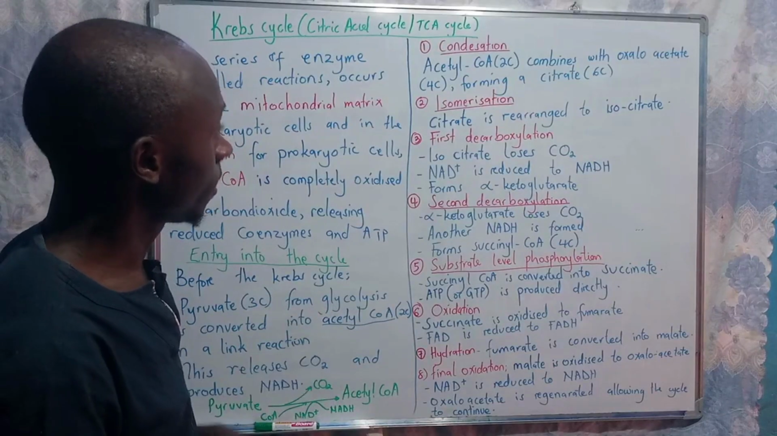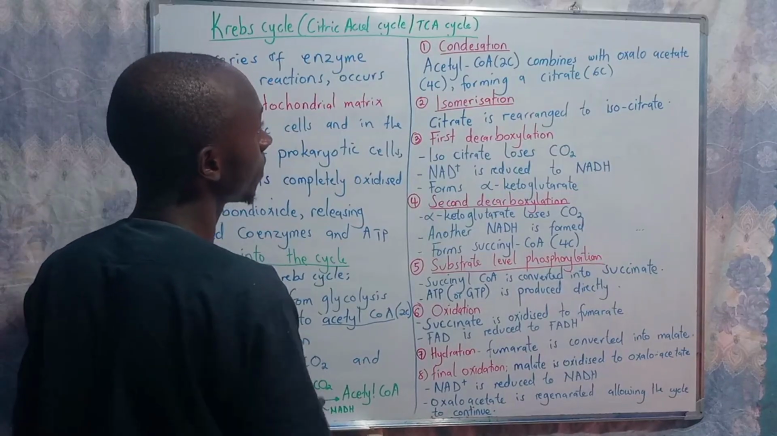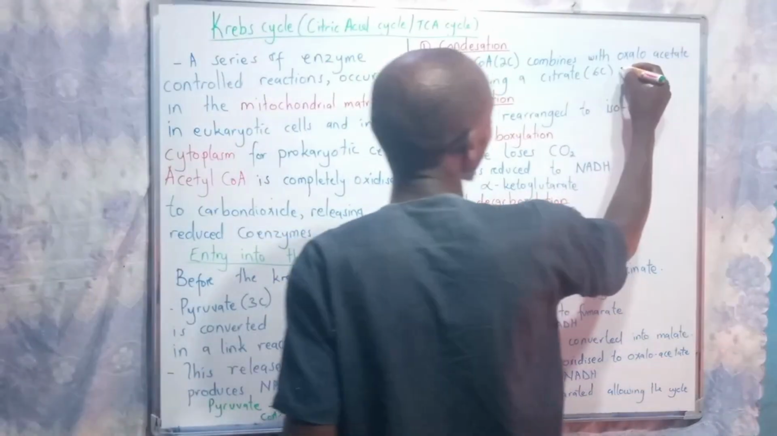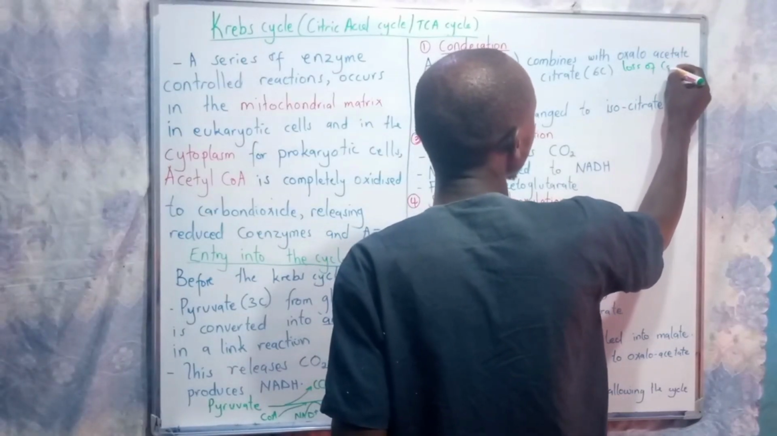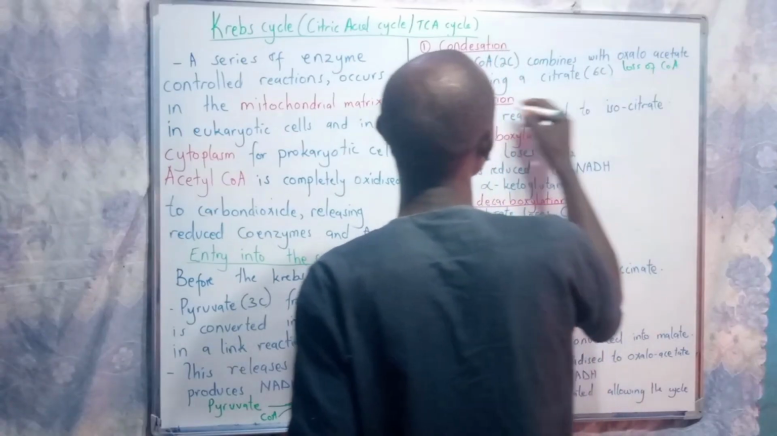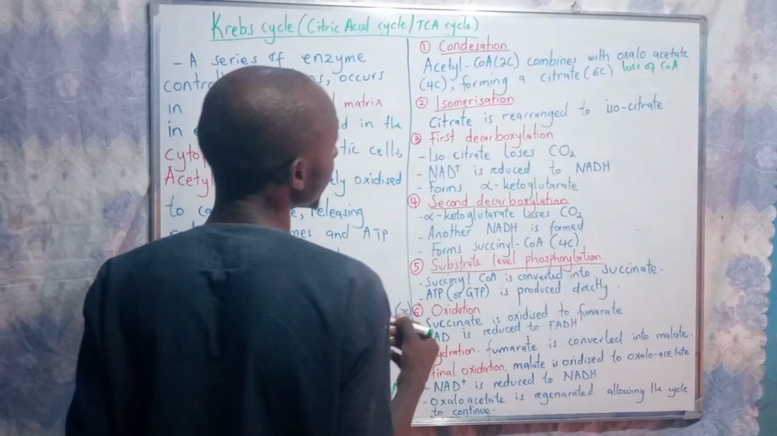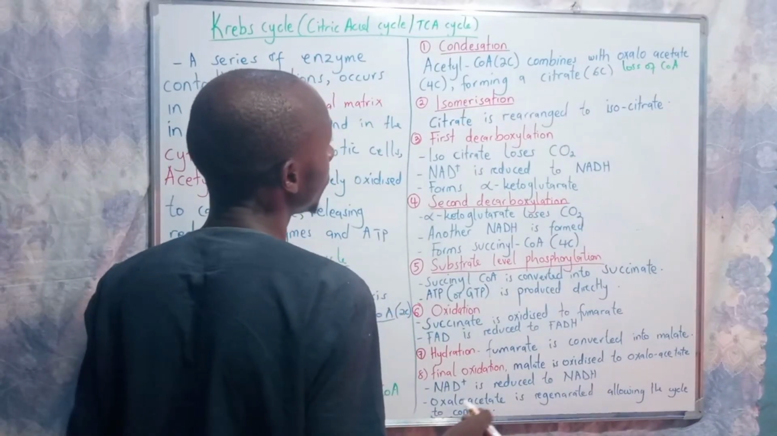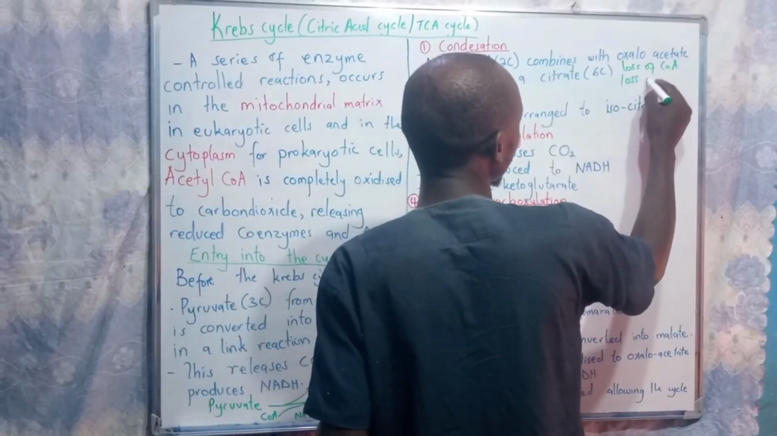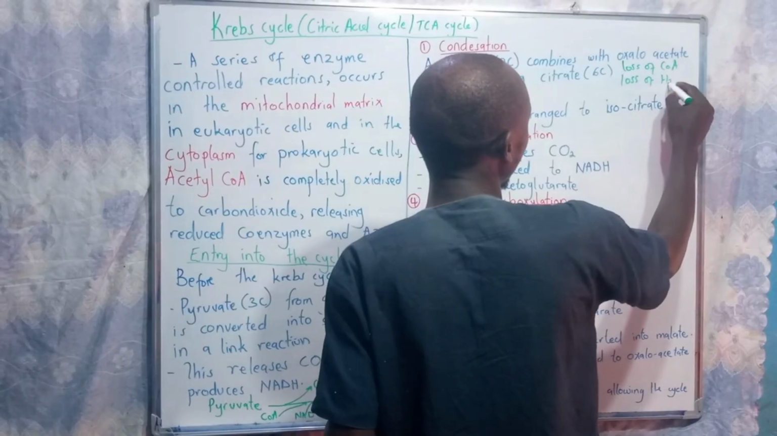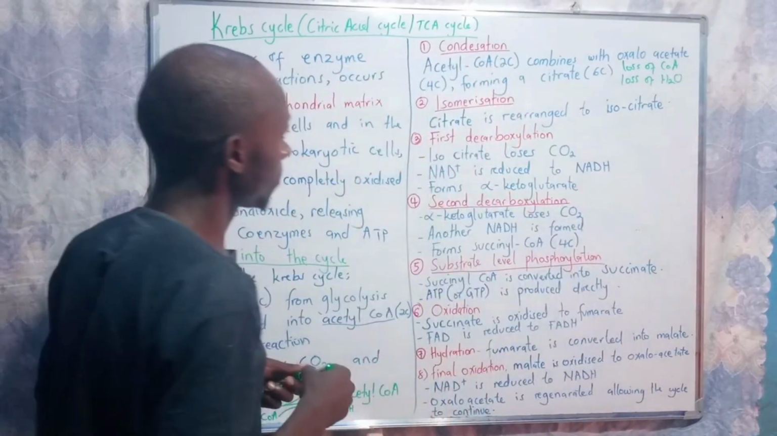So in that case, we are having loss of coenzyme A. Coenzyme A is lost at that stage because in the citrate we don't have coenzyme A. Coenzyme A is already lost, and we still have loss of a water molecule. Loss of water at that stage because it is a condensation reaction.